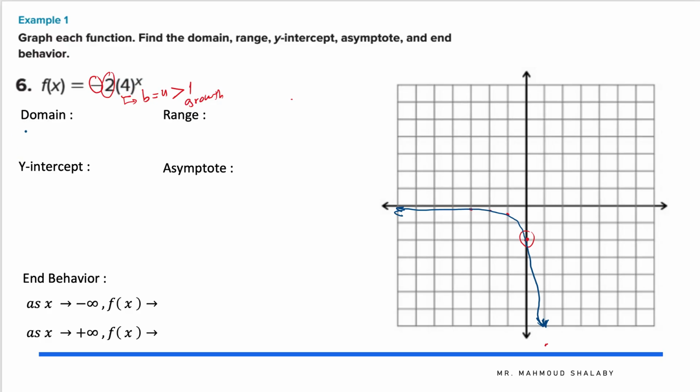Okay, what about the domain? Actually again guys, domain will never change, so it's all real numbers. What about the range? The range will have a change here, because remember in the previous question it was covering the upper part of the x-axis, but here it's covering the bottom or the below part of the x-axis. All the graph is below x, which means we reflected it.